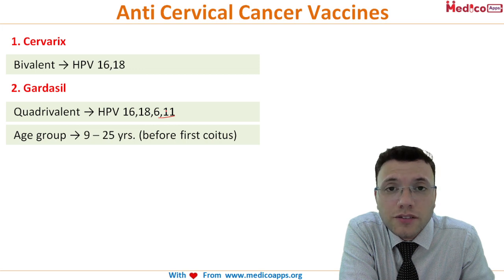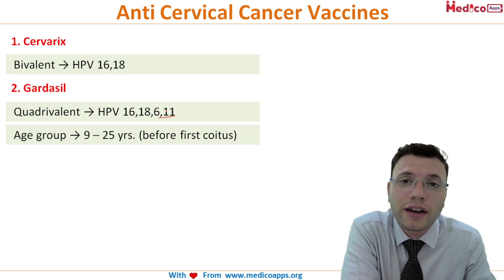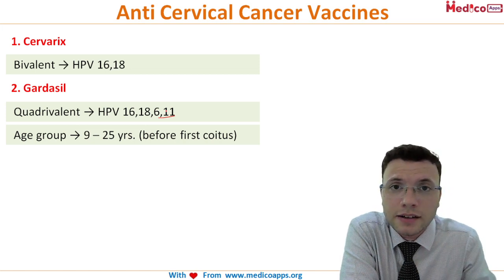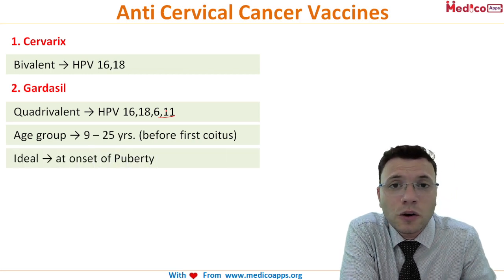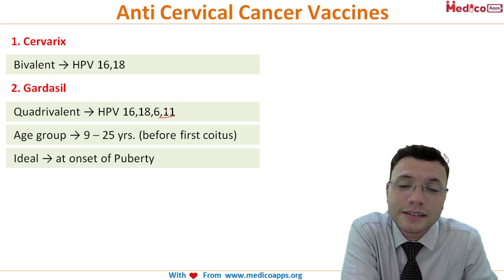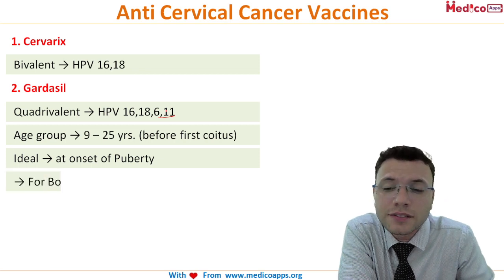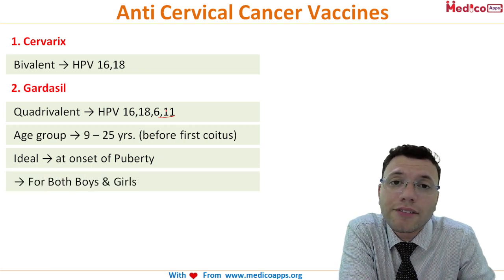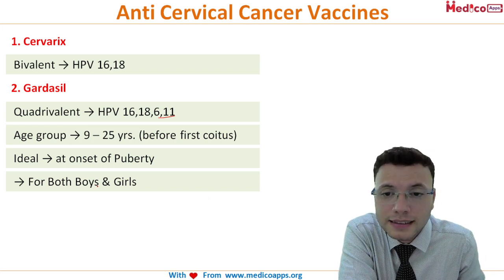And the age group in which they are given is young girls, that is 9 to 25 years of age. That is before the first exposure from the male partner, that is the first coitus. Ideally, at the onset of puberty, one can give. It is given as 0, 1, and 6 doses, that is after 1 month and 6 months. 3 doses total. For both, now we're giving for boys also. It's preventing warts or papillomas in boys, cervical cancer in girls.